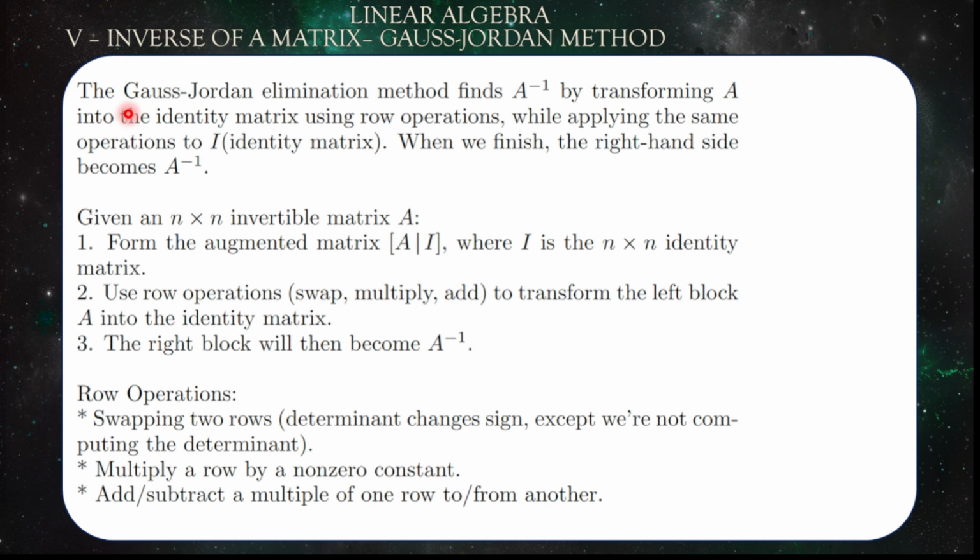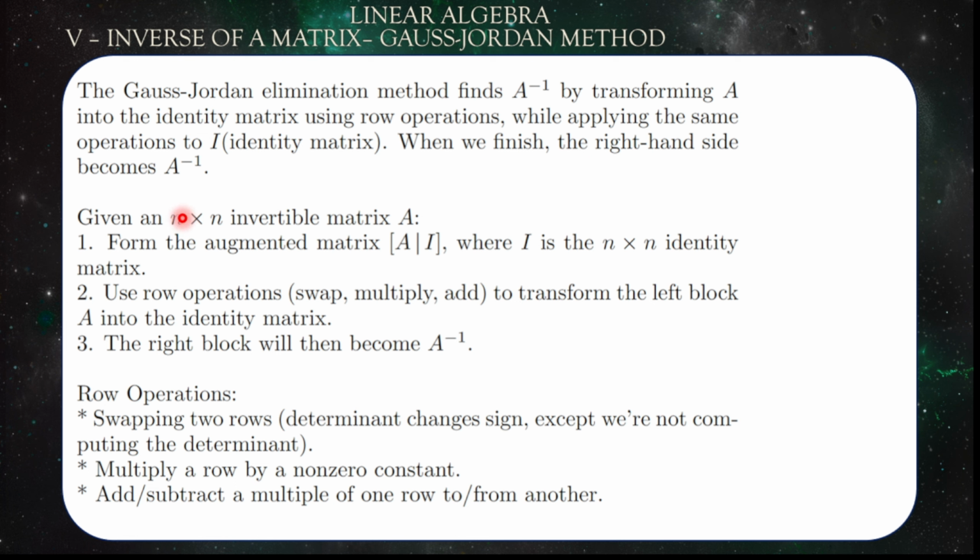Now, how to get the inverse matrix for a matrix having a size larger than 2 by 2? At first you have the Gauss-Jordan elimination method to find A minus 1 by transforming A into the identity matrix using row operations while applying the same operations to I, the identity matrix. Let's check how it works. When we're done, the right-hand side becomes A minus 1.